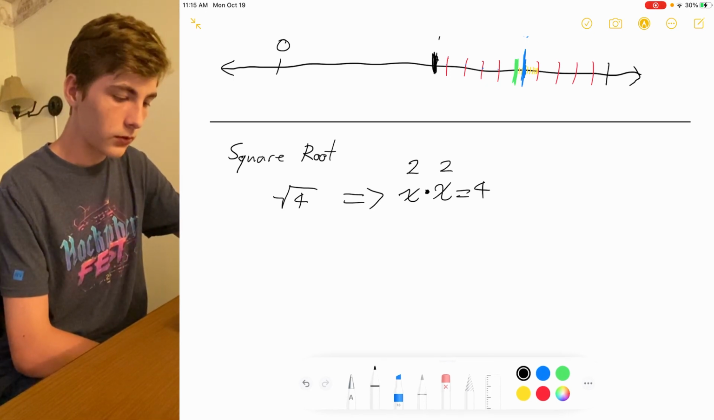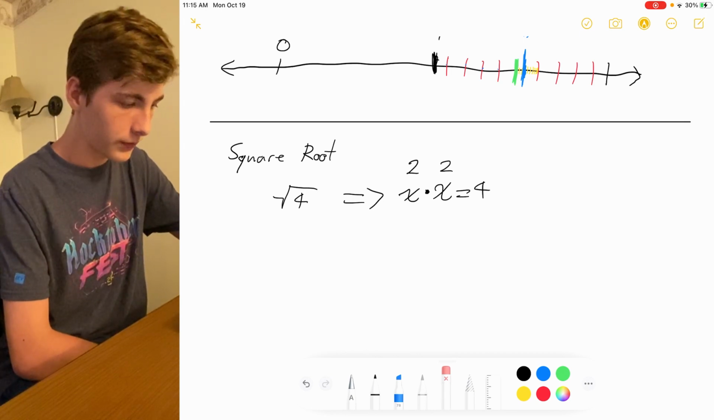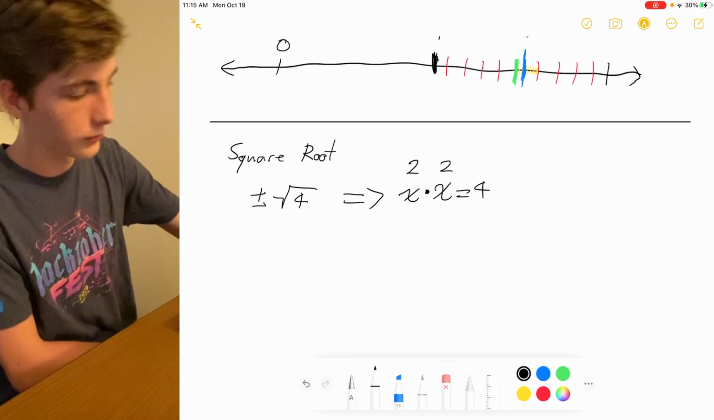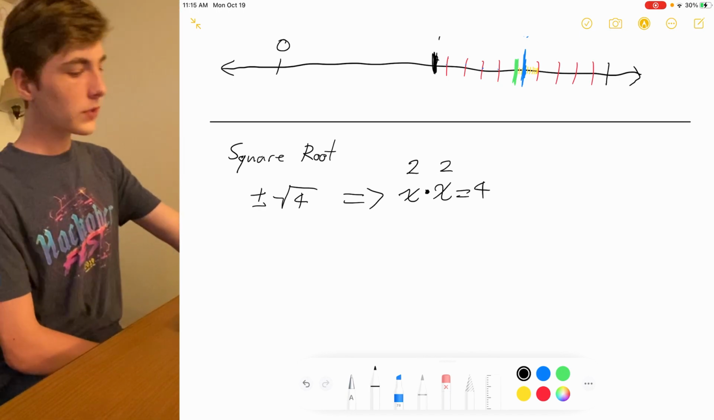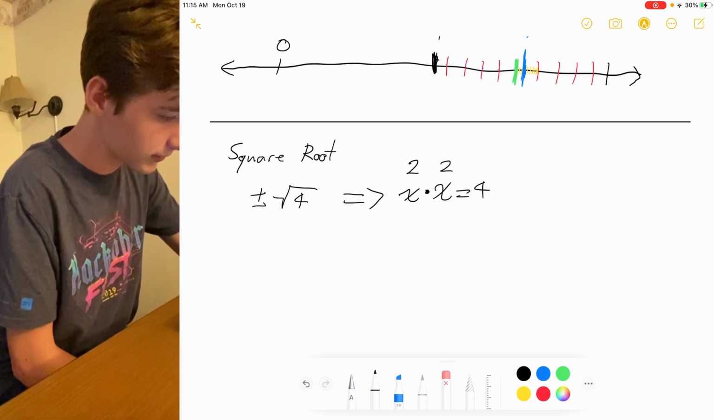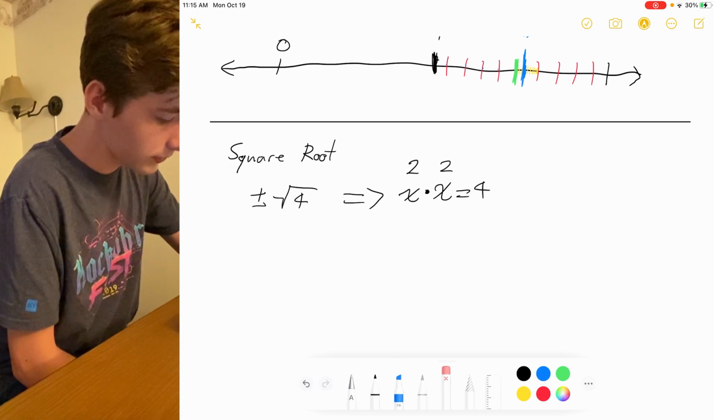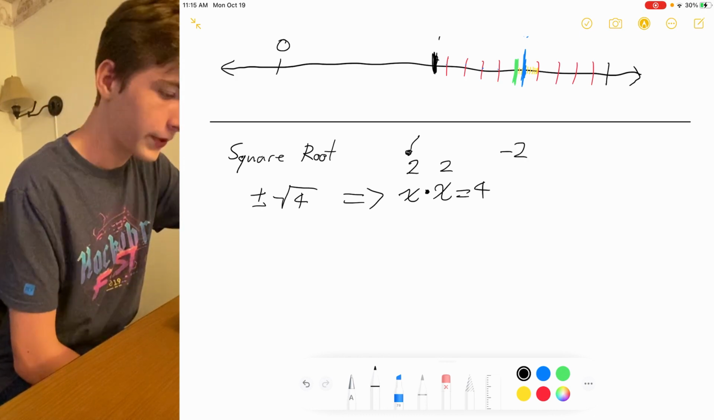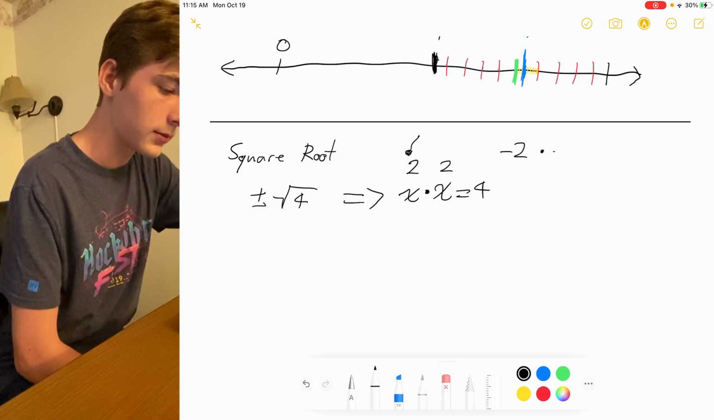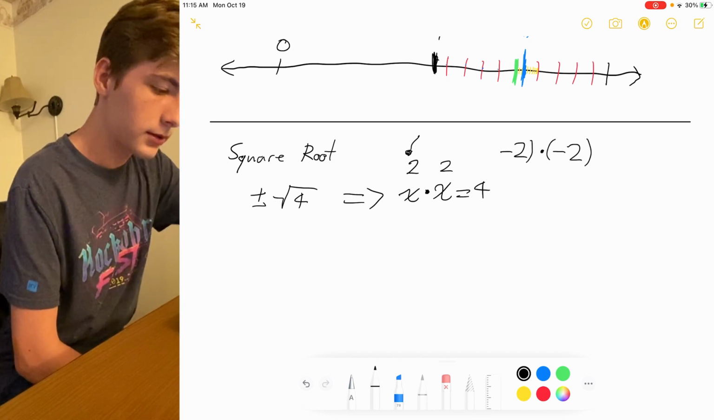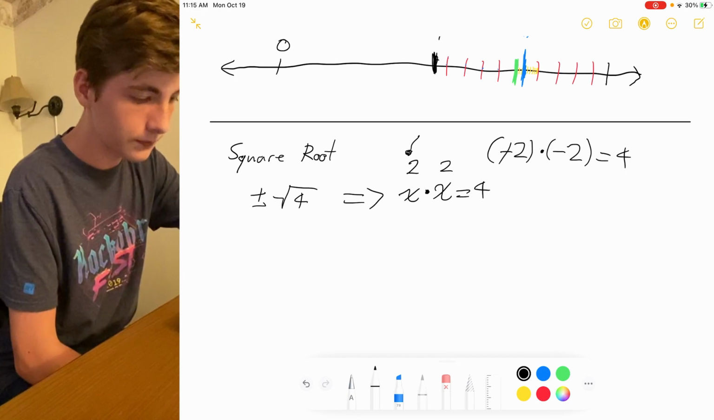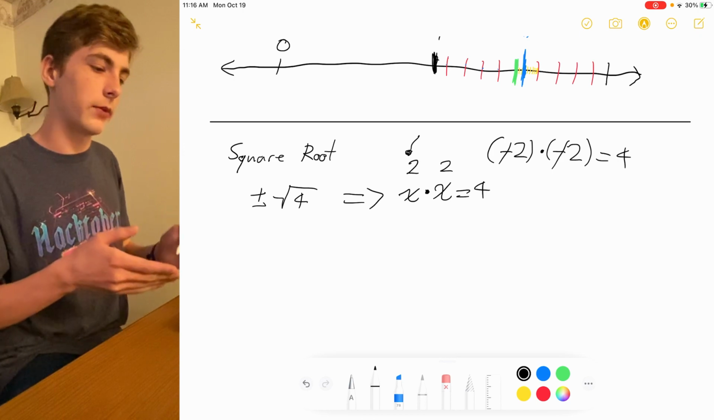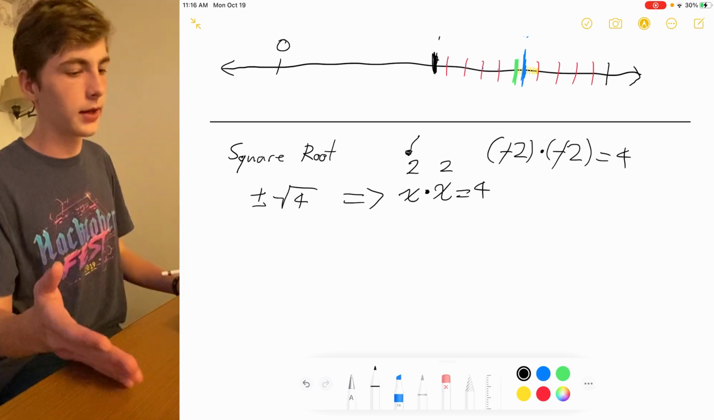But it turns out with a square root, which isn't actually denoted by that symbol, it's plus or minus the square root of 4, there are actually 2 different answers to this. So the first answer is, of course, 2, right here. The second answer is negative 2, because if we multiply negative 2 times negative 2, we're still going to get 4 because those negatives cancel. So when we have a square root, we need to be mindful that we actually have 2 answers. We have the positive one and the negative one.